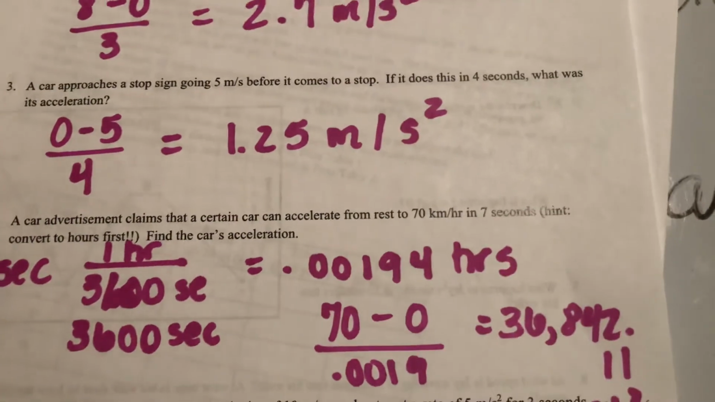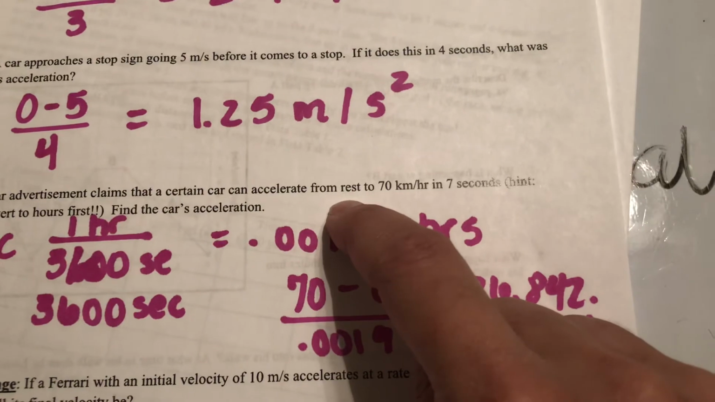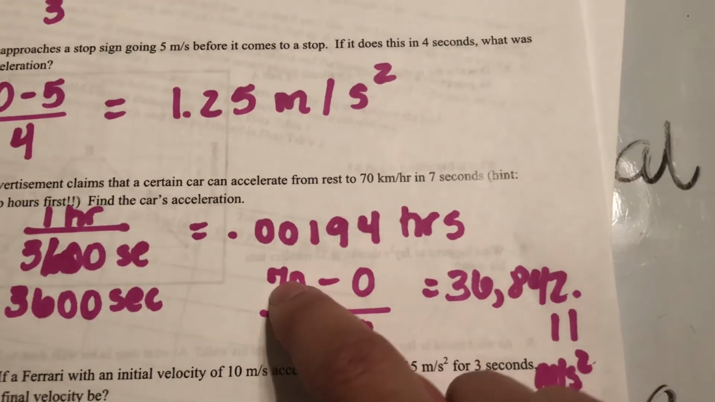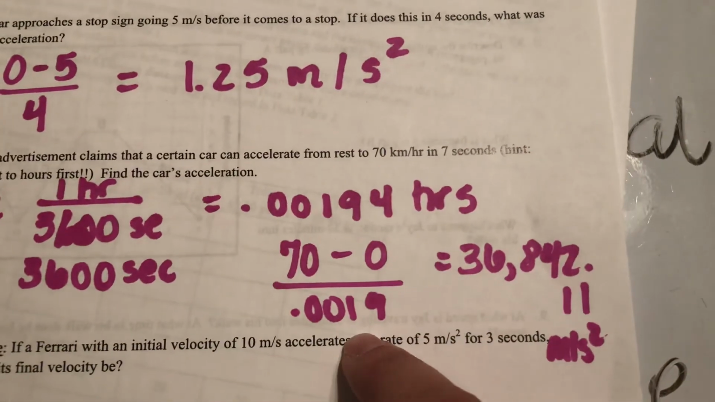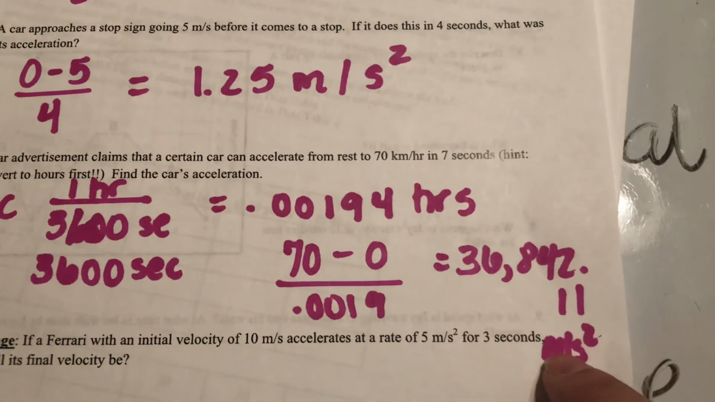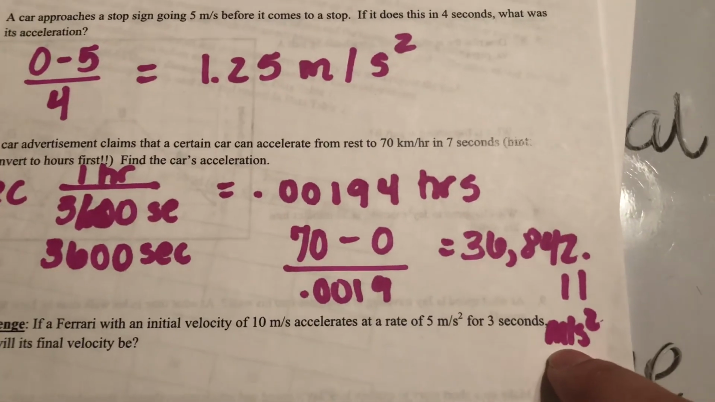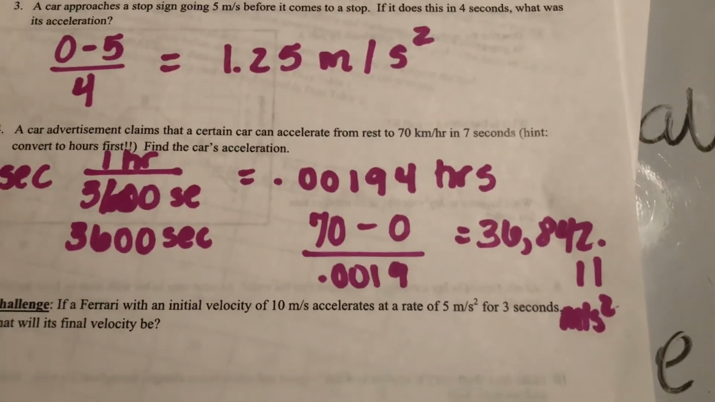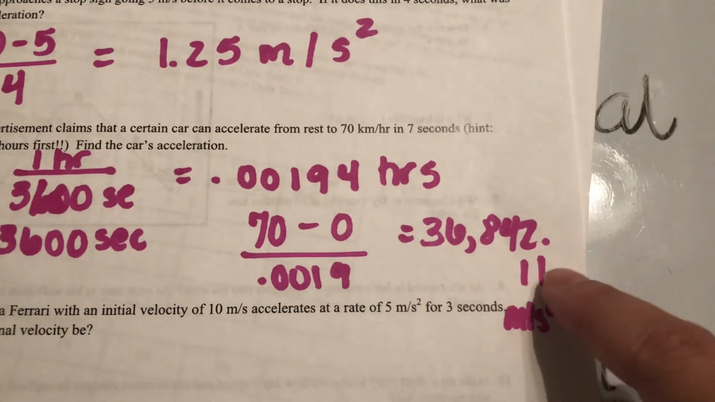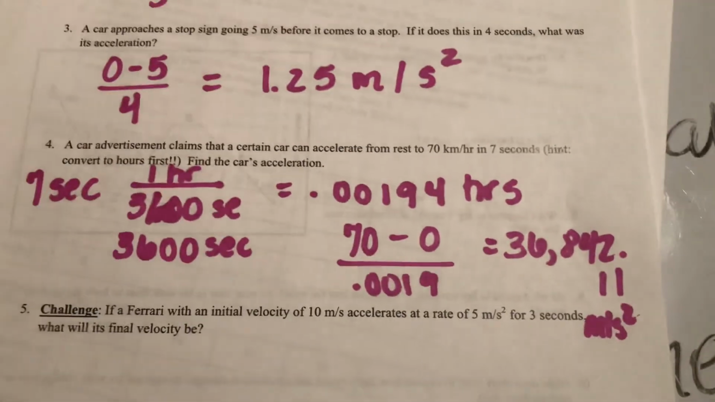0.00194 hours. So if my car can accelerate from rest, rest is my initial, which is 0. Final is 70. So I do 70 minus 0, divided by my hours. And I still didn't write it down correctly. It's not meters per second squared. It is kilometers per hour squared. Apologize for that. So when you do the math, you get 36,842.11 kilometers per hour squared. Okay, excellent.